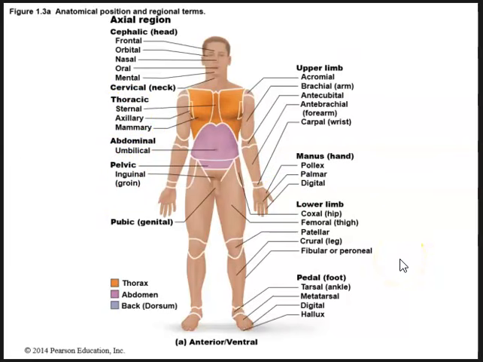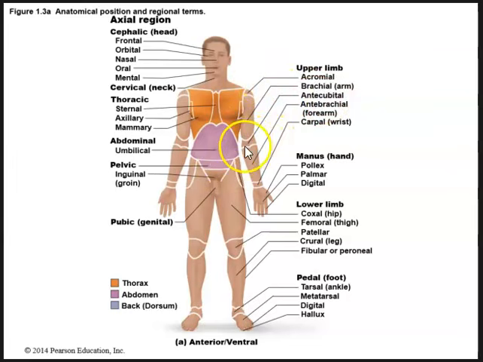And then we have parts of the appendicular region, so parts of the upper limb and the lower limb. We know that the hand is part of the upper limb. So here are some terms that help describe parts of the upper limb. For example, the acromial part of the upper limb, that is where we can find the acromial process. When we get to bones, that'll make a lot more sense.